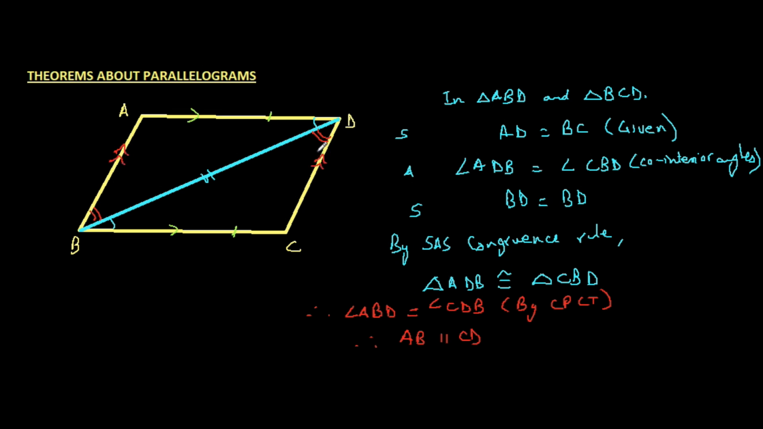And that's the definition of a parallelogram, that if opposite pairs of sides are parallel to each other, then it's a parallelogram. So we were already given that one pair of sides was parallel to each other. And now that we have proved that the other pair of sides are also parallel to each other, therefore we can say that ABCD is a parallelogram.